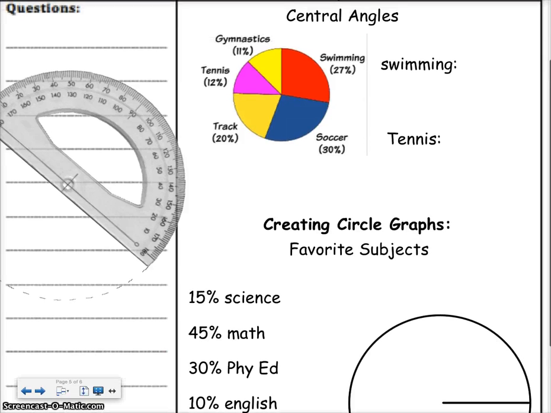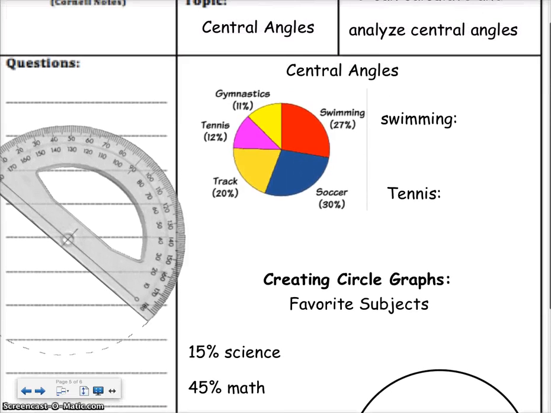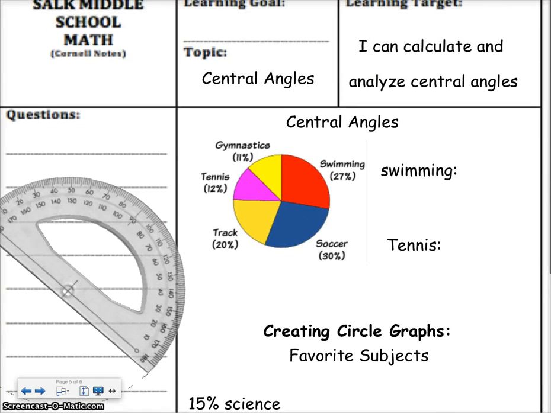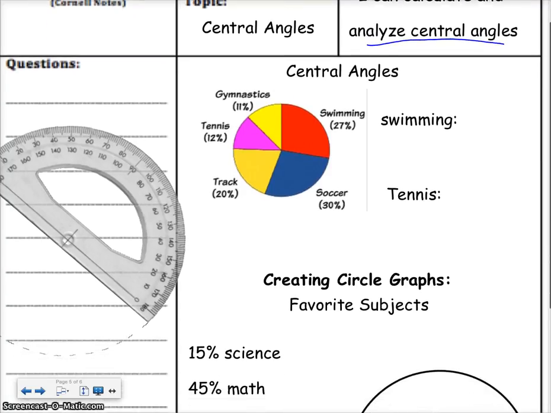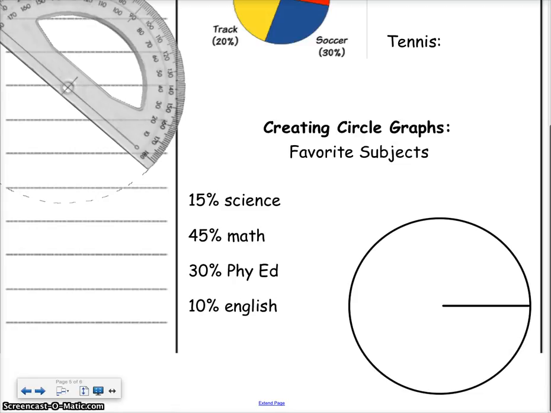Okay, today we are extending our lesson on circle graphs. I guess it's part of analyzing central angles, but your main learning target today is you can figure out a central angle and graph a circle graph with given central angles.